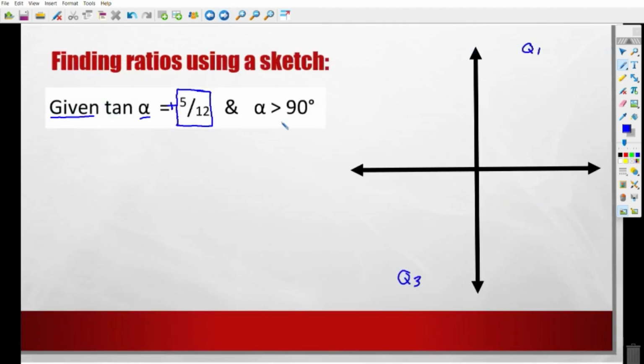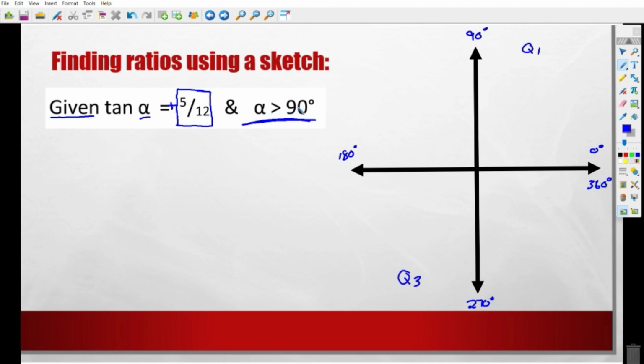Okay, so if I look at the rest of the question, they say that angle A is greater than 90 degrees. Remember with my Cartesian plane, I've got degrees here. So I've got 0 degrees, 90 degrees, 180 degrees, 270 degrees, and I'm back at 360 degrees.